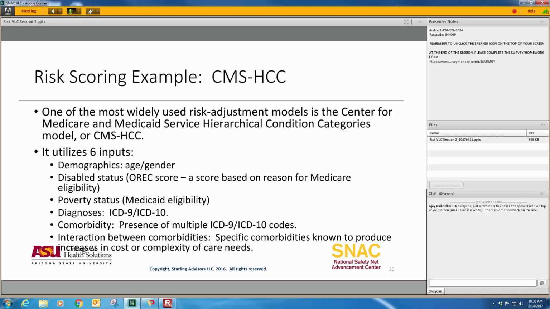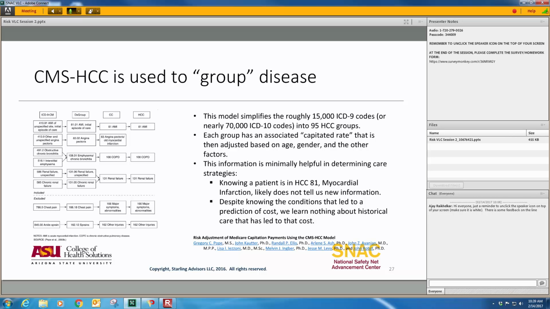It has a model for looking at how certain ICD-9 and ICD-10 codes can interact with one another, known as comorbidities, and then interactions within those comorbidities. So, for example, hypertension or high blood pressure and diabetes present a different set of risks than diabetes without the presence of hypertension. So they plow through historical claims data, looking at the ICD-9 and ICD-10 codes, factoring in other factors, and they take the roughly 70,000 ICD-10 codes down to about 95 HCC groups.